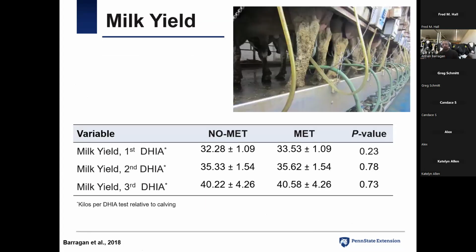In this study, however, we did not find a significant difference in milk yield when we look at the DHI test. So we look at DHI tests 1, 2, and 3, and you can see there was no difference here, about 32 kilos versus 33, and so there was no difference in any of these.